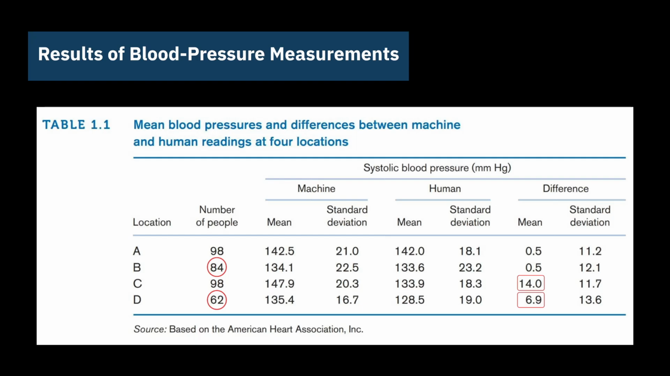Because we want to know if there are going to be any issues with the machines reading the measurements differently than the human would. And so we have to do testing to tell us how likely it is that we would obtain a difference of maybe 14 millimeters of mercury between two methods in a sample of 98 people. And if there was no real difference between the methods over the entire population of users, then that can tell us what we need to know.